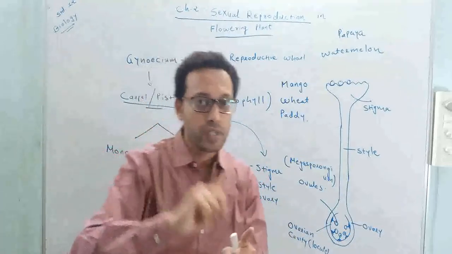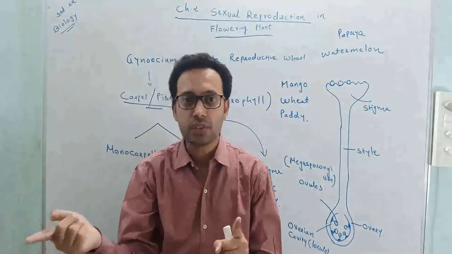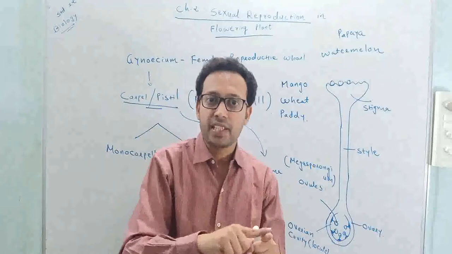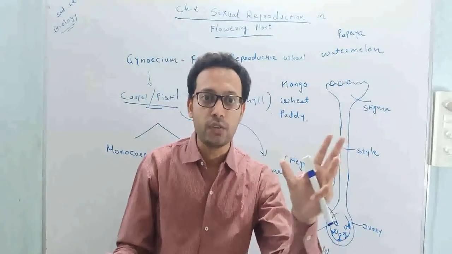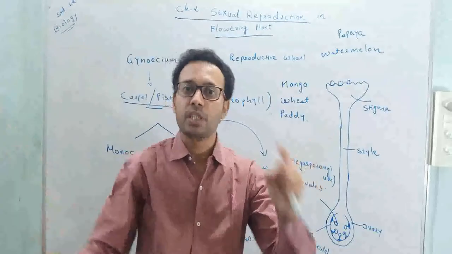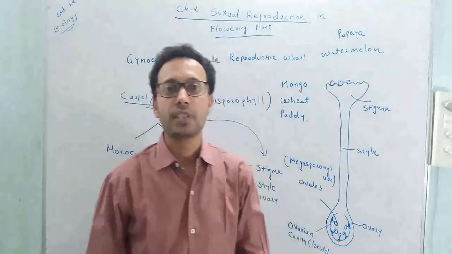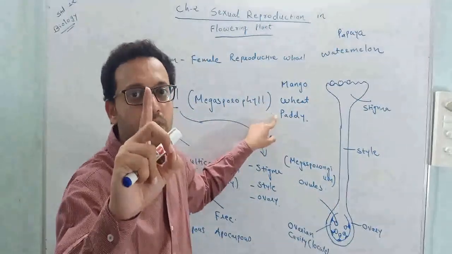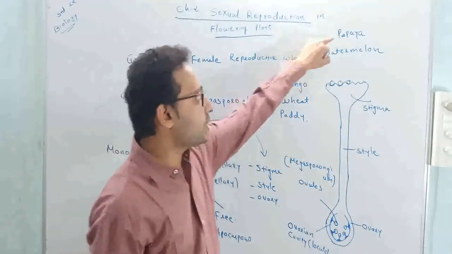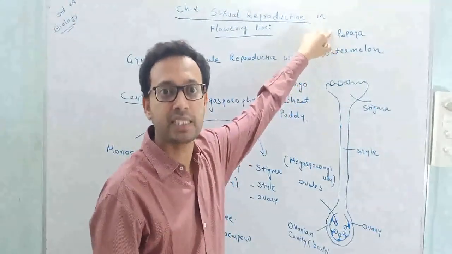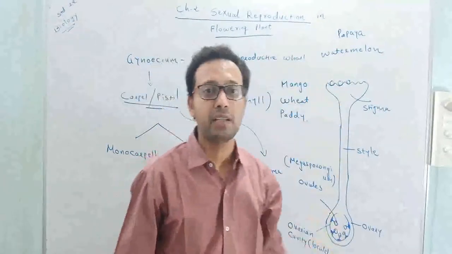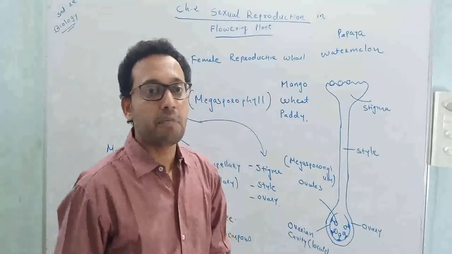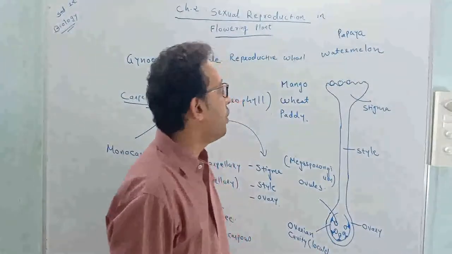Remember, when the ovary is fertilized, it converts into a fruit. When the ovule is fertilized, it converts into a seed. So if it has many ovules, many seeds are produced. If it has one ovule, only one seed is produced. So these are examples with only one ovule, like mango, wheat, paddy. But we also have examples which have many ovules and hence many seeds, like papaya and watermelon. So that is the basic structure of a carpel or pistil.